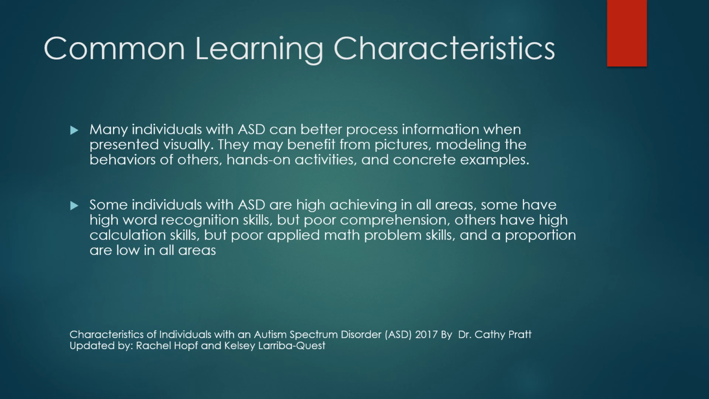Common learning characteristics. Many individuals with autism spectrum disorder can better process information when presented visually. They may benefit from pictures, modeling the behaviors of others, hands-on activities, and concrete examples. Some individuals with autism spectrum disorder are high achieving in all areas. Some have high word recognition skills but poor comprehension. Others have high calculation skills but poor applied math problem skills, and a proportion are low in all areas.